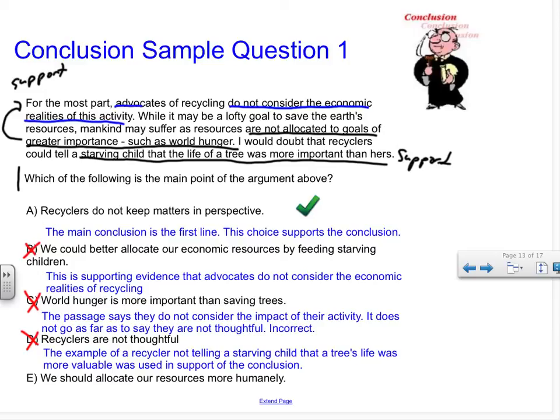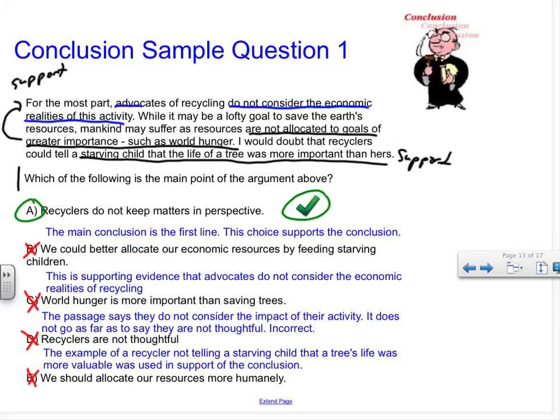E, we should allocate our resources more humanely. Well, again, the starving child argument is a premise for the conclusion. It's providing support that perhaps advocates of recycling do not consider the economic realities of the activity. So we can also eliminate E. And just to summarize, A was the correct answer choice, and we have the check mark over here.